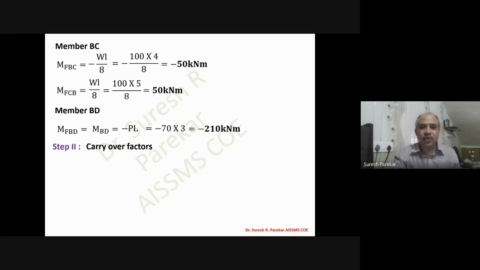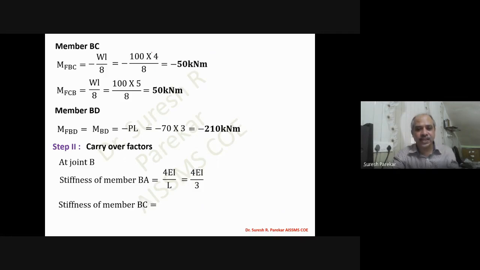So now we have step 2, the carryover factors. Here we have BA and BC. BD is an overhang, so we do not have any carryover factor for the overhang. For BA, the A end is fixed, so we have stiffness as 4EI by L, and that gives us 1.33 EI. If I go for BC, the C end is also fixed, so that will be 4EI by 4, and that value we will get as EI. Now here we have this span actually 4 meters, not 5 meters. So this will be 4 meters again.